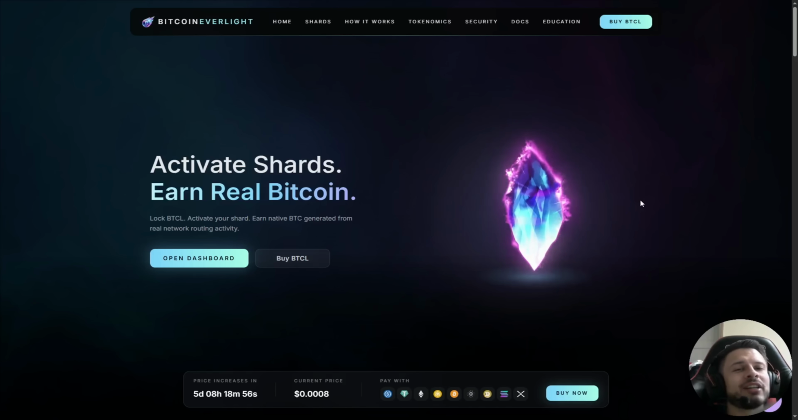During presale, shard tiers activate based on the USD value committed. But after mainnet, shard tiers depend on maintaining a minimum USD equivalent balance of BTCL tokens. This creates something called economic alignment with the network.